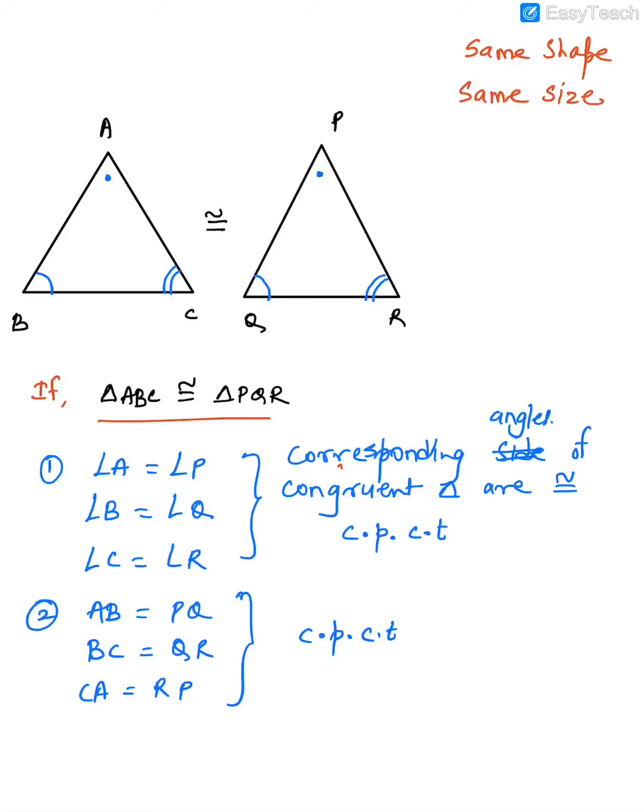Now next thing, what are the different tests of congruency? There are different tests of congruency, meaning to prove congruent you need to prove the following things. So the first test is SSS. What does it mean? If you prove that these three pairs of sides are congruent in both the triangles, then those two triangles are congruent.